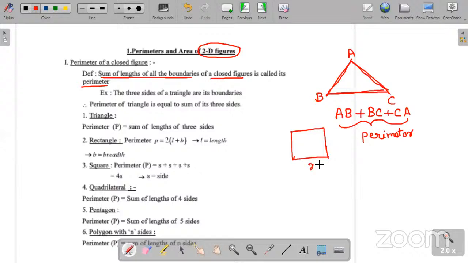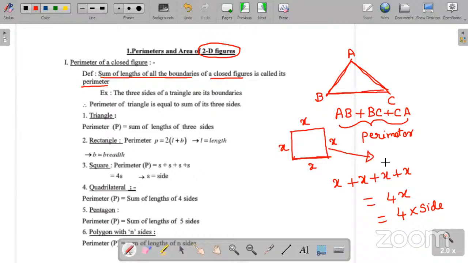In a similar manner, for example, if you take a square, what is the perimeter? Say this is X, this is also X, this is also X. So perimeter is equal to X plus X plus X plus X, which is equal to 4 times X, where X is the length of the side. 4 times the side is the perimeter of the square. I hope it's very clear.